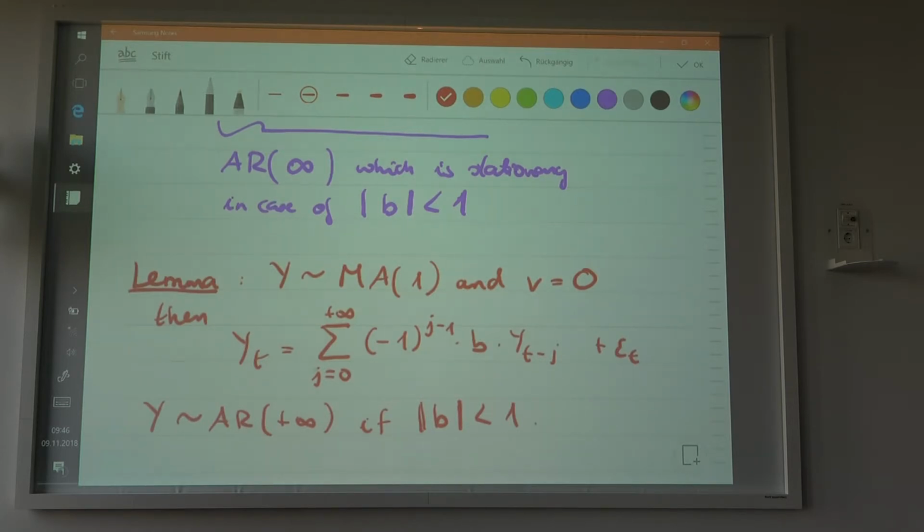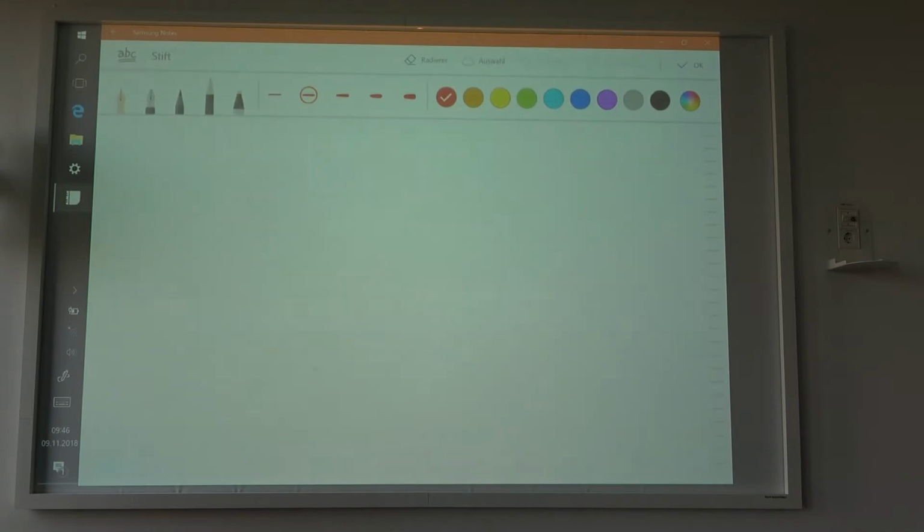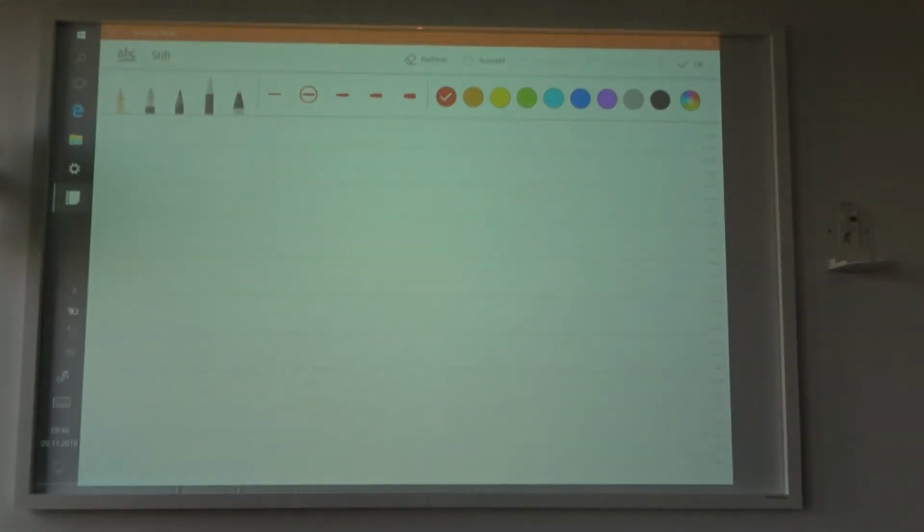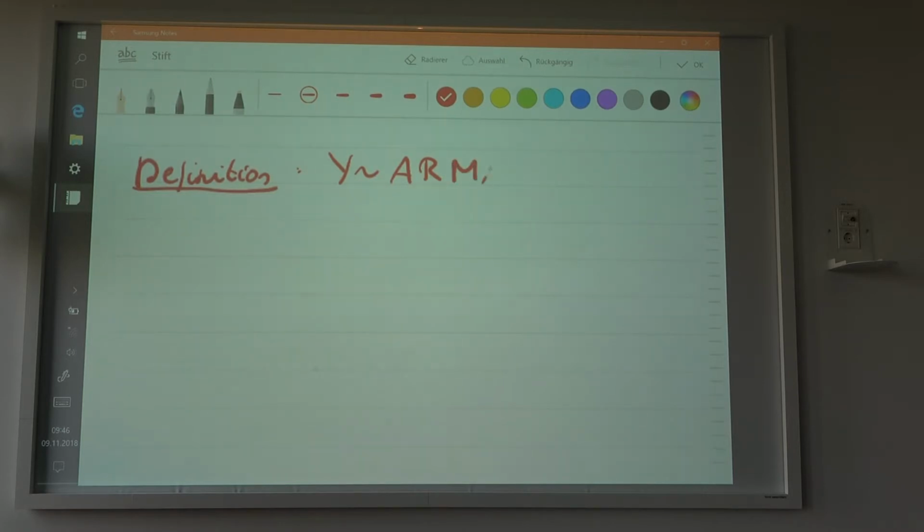Okay, and now finally I want to introduce you to the mixed models. This will be the next definition. Here you have a stochastic process, which is going to be the autoregressive moving average process, and you call this ARMA.